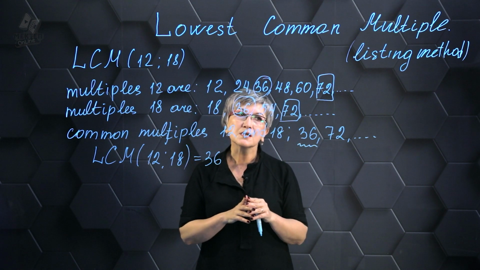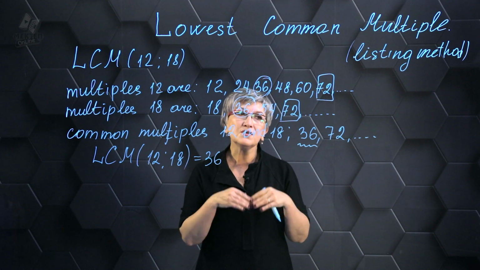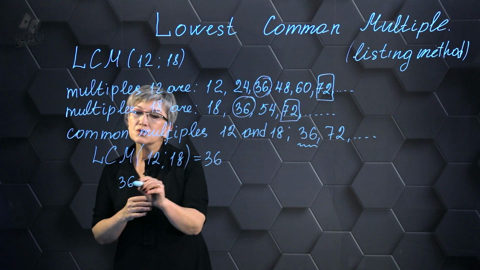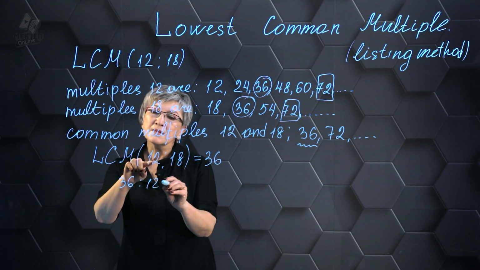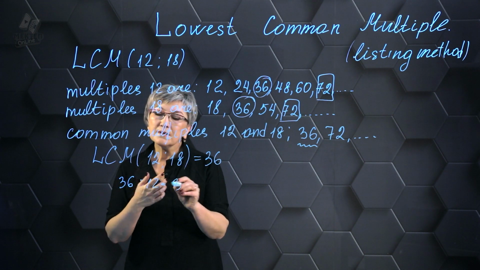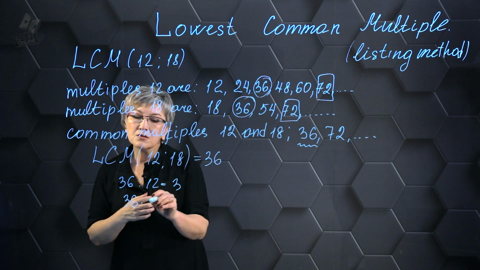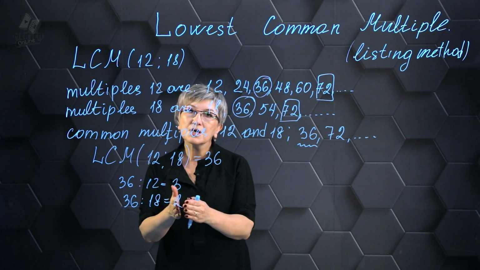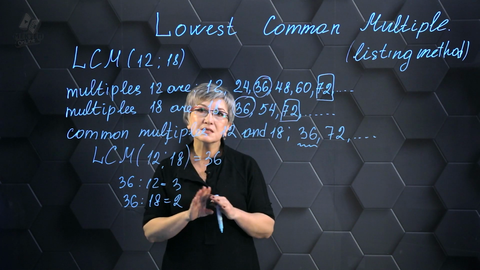That's all you need to do. But let's verify if the number 36 is actually a multiple. To do this, we divide 36 by 12, and we obtain 3. And I divide 36 by 18. As a result, you get 2. As you can see, we're getting a quotient without any leftovers.